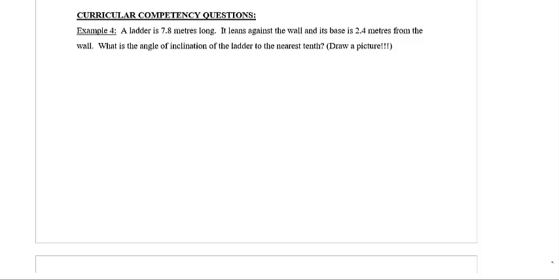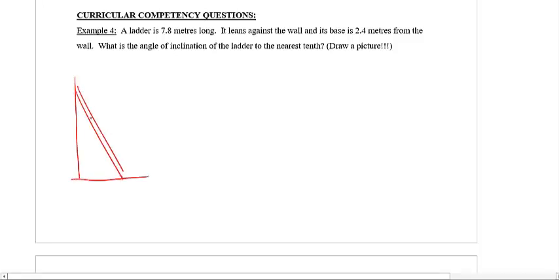A ladder 7.8 meters long leans against the wall. Here's my ladder, 7.8. The base is 2.4 meters away from the wall. What is the angle of inclination? Remember, that's the angle measured from the horizontal going upwards.